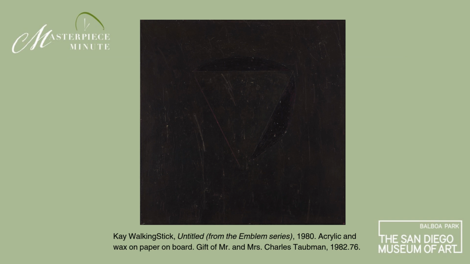This work carries forward the curved, linear elements from Walkingstick's powerful Chief Joseph series from 1976, which consists of 36 small rectangular canvases. That series centers on the tragic journey of Chief Joseph and the Nez Perce in 1877, during which he refused to cede his people's land to the U.S. government and led them on a catastrophic journey from Oregon toward Canada.